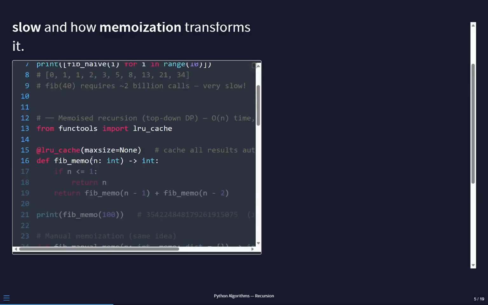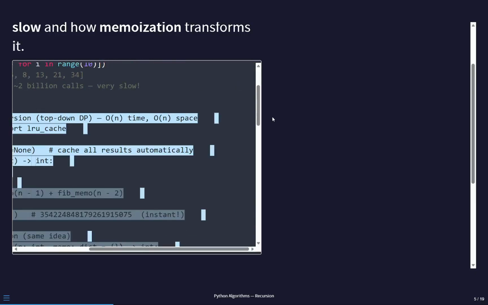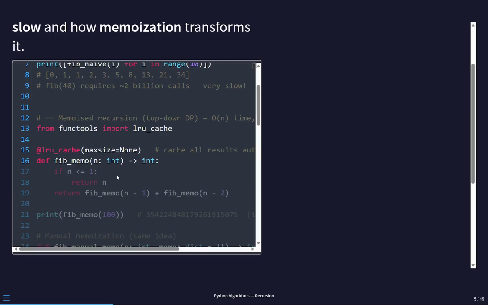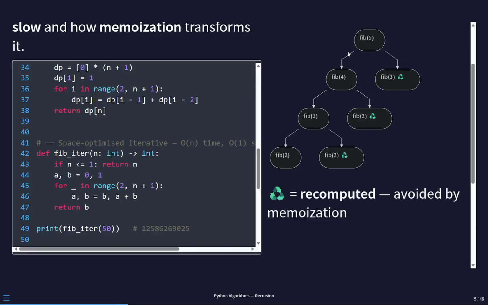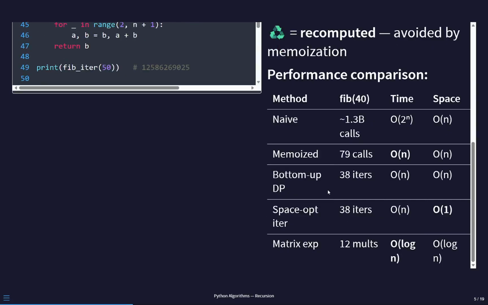Look at the recursion tree for fib(5). The nodes marked with a recycling symbol, fib(3), fib(2), are computed multiple times. At fib(40), fib(2) is computed over 100 million times. This is the overlapping subproblems property, and it's the signal that memoization will help enormously.